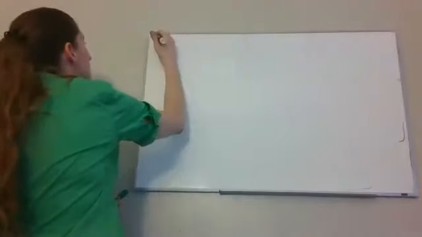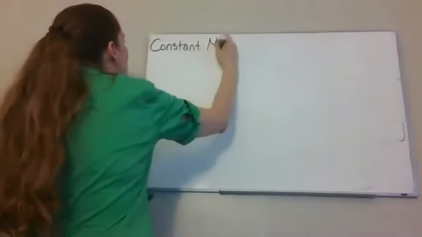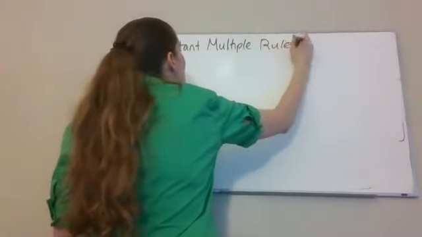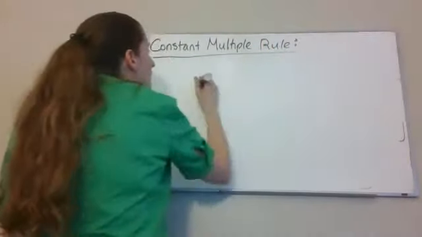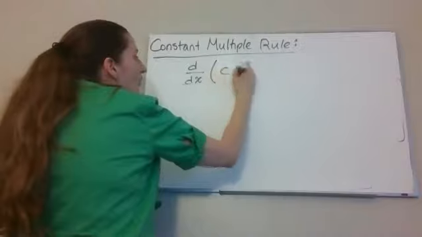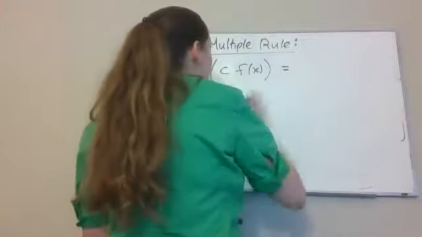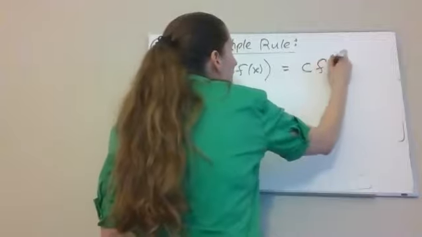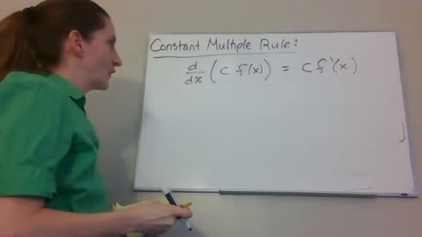So the constant multiple rule. The constant multiple rule says the derivative with respect to x of a constant times a function is equal to a constant times your derivative f prime of x. So the constant just gets multiplied in the front.